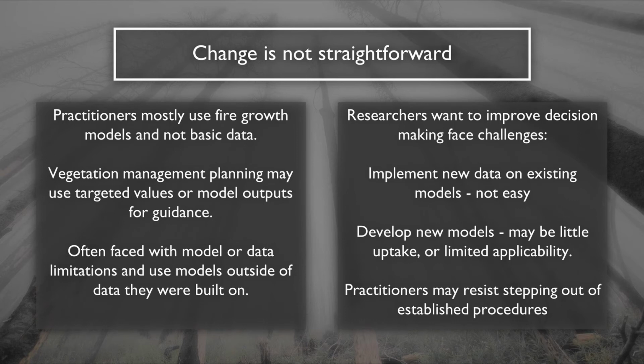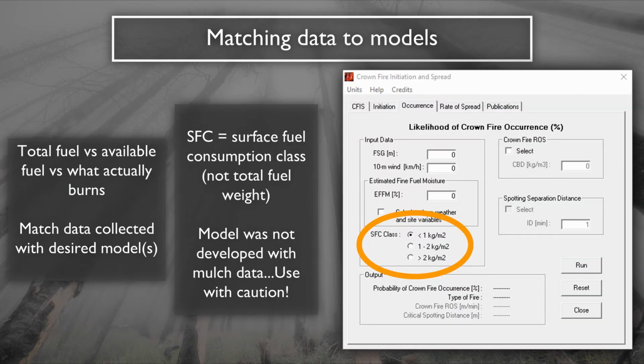In reality, introducing change to well-established models like the FBP system is not straightforward, nor is the implementation or uptake of new models. Here are two examples where applying fuel weight or bulk density to models needs to be done with careful consideration.